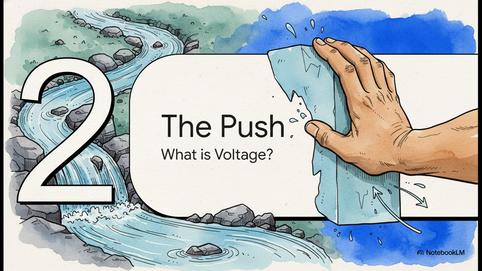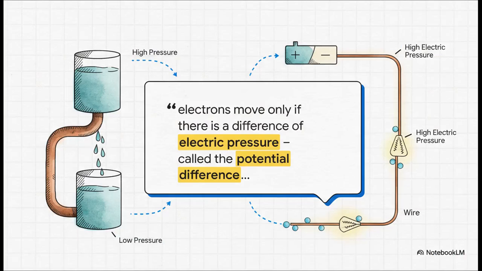All right, so if current is the flow, that brings up a pretty obvious question, right? What's making it flow? Water on a perfectly flat table isn't going to go anywhere. It needs a push, some kind of pressure. And this quote just nails it. The source explains that just like water needs a slope or a pressure difference to get it moving through a pipe, electrons need an electric pressure difference to get them moving through a wire. And that push has a name. We call it potential difference, or much more commonly, voltage.